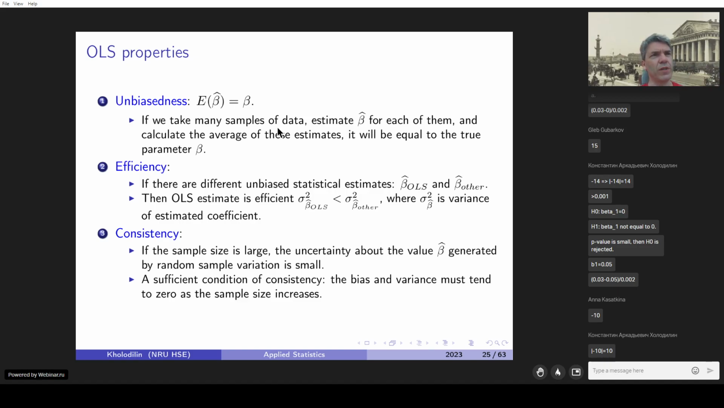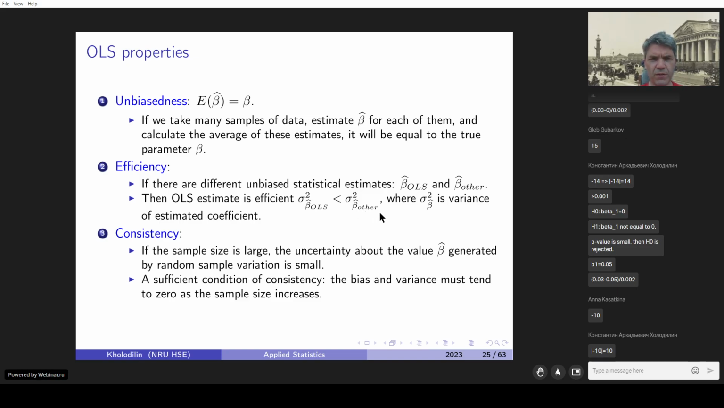Okay, and of course we need an estimate that is not systematically different from beta. Now, the second property is the efficiency. So if we have an OLS estimate and we have some other estimate, then the variance or standard error of this beta estimated using OLS will always be smaller than the variance or standard error of the estimate of beta obtained using another estimator.